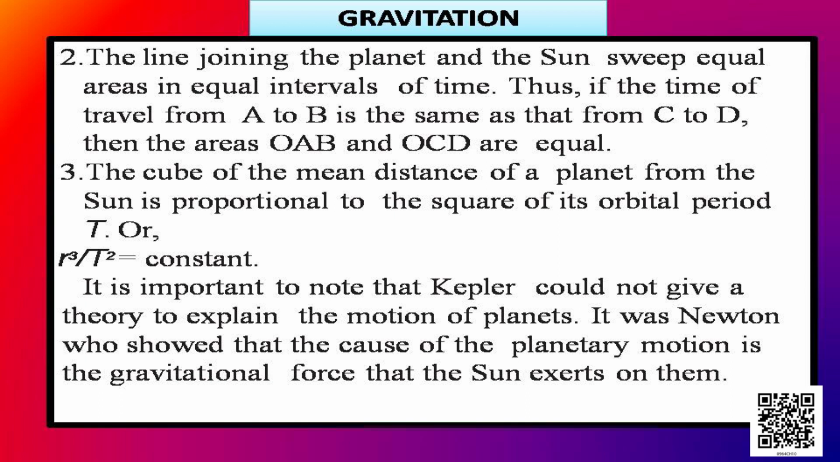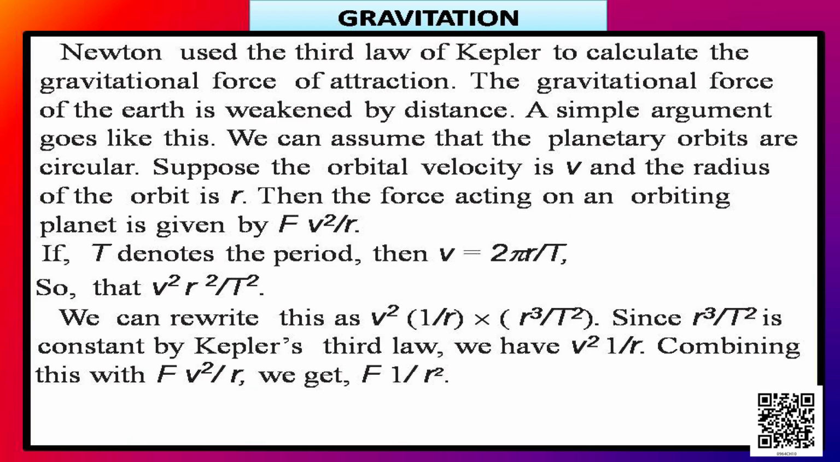It is important to note that Kepler could not give a theory to explain the motion of planets. It was Newton who showed that the cause of the planetary motion is the gravitational force that the sun exerts on them. Newton used the third law of Kepler to calculate the gravitational force of attraction. The gravitational force of the earth is weakened by distance. A simple argument goes like this. We can assume that the planetary orbits are circular.